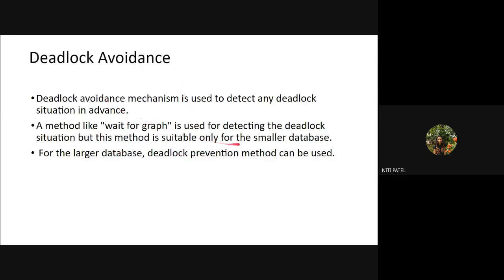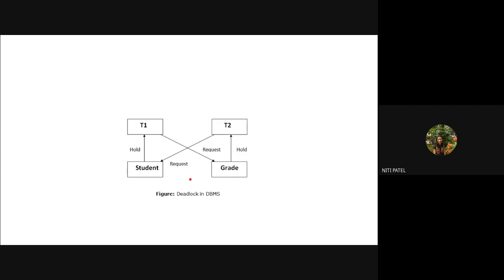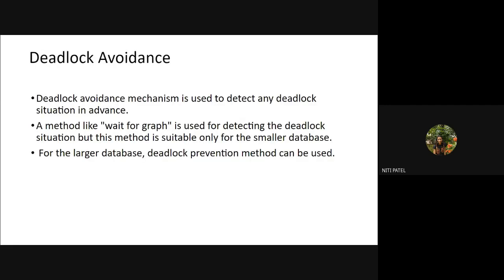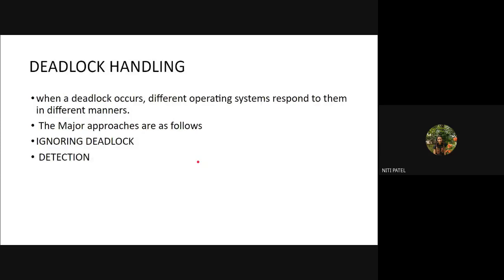If my database is smaller, I will use the deadlock detection technique. That is, I will check the graph and detect the deadlock. But if I want to avoid the deadlock and my database is large, I have to use a deadlock prevention technique. Are you understanding? So there are two ways to avoid the deadlock. First, check whether the database is small or large. If it is small, build a graph and check whether the deadlock is there or not. But if the database is larger, you have to use prevention techniques that we will study ahead. Okay?